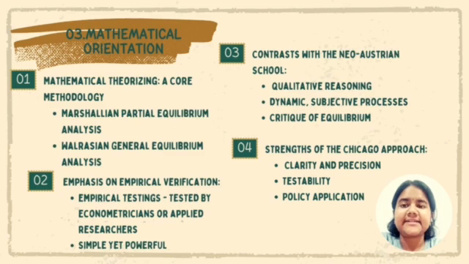The second analysis is Walrasian general equilibrium analysis. This analysis examines how all markets in an economy interact simultaneously, focusing on achieving equilibrium where supply equals demand across all goods and services. For example, understanding how a change in the labor market might influence consumption, production, and savings across the entire economy. The second point is emphasis on empirical verification.